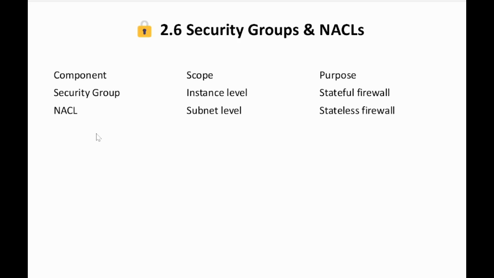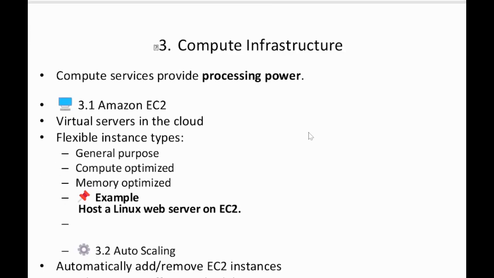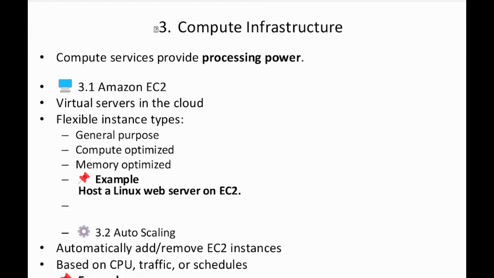And what is this NACL? NACL is the network access control list. Okay, so I hope this is clear. Next one is the compute infrastructure. These all are the AWS infrastructure.